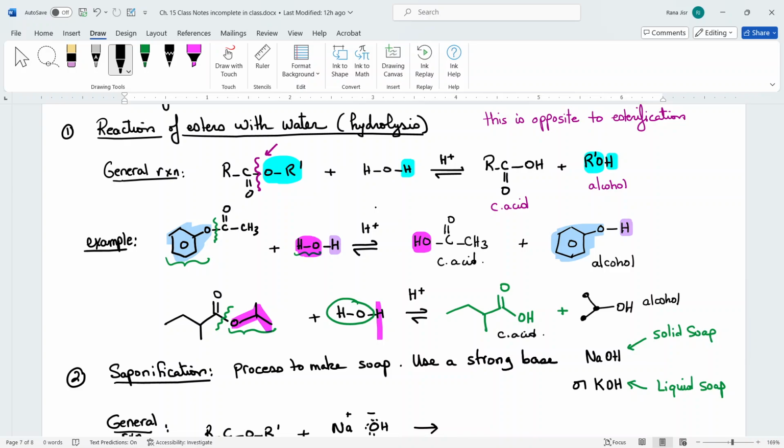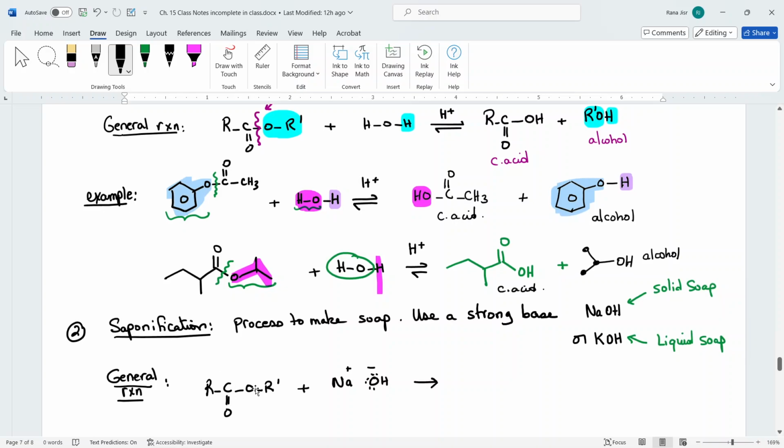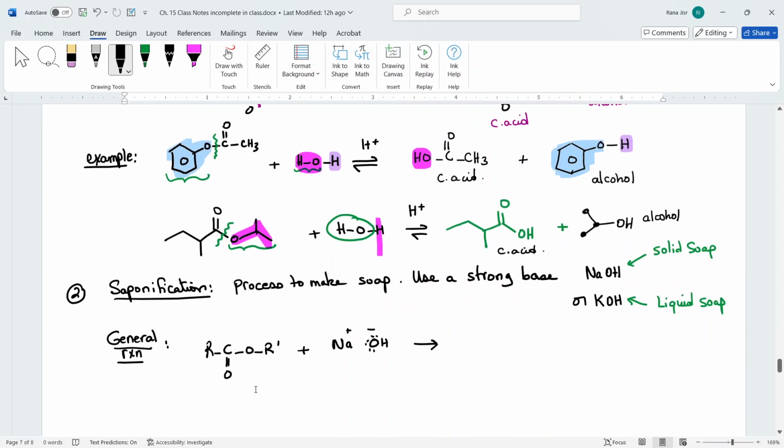Okay. This is one type of ester reaction where you are doing hydrolysis, you are reacting the ester in presence of water. Another type, which is very, very useful and very important, is the process of how to make soap. Okay, and we call this reaction saponification. And it also starts with an ester. But now what I am doing is I am using a base in the reaction, okay? So the base is a must for the saponification.